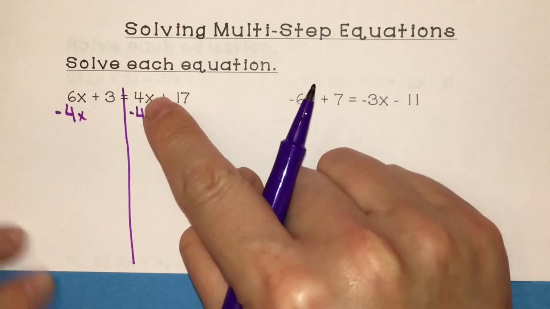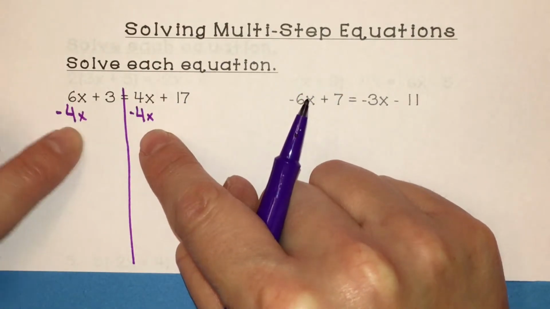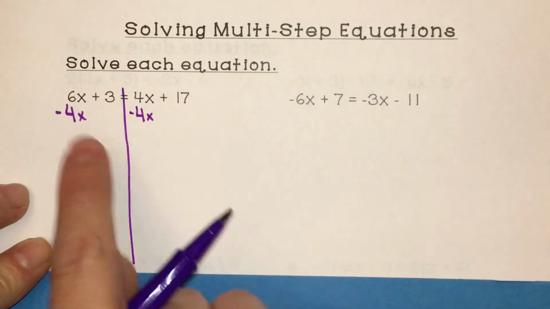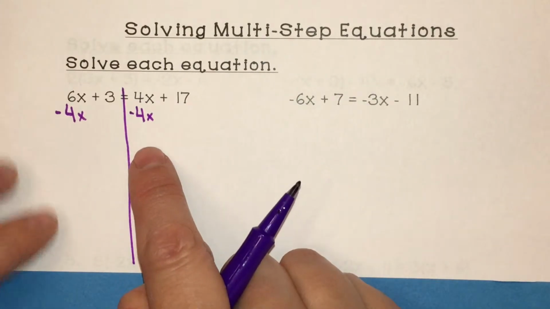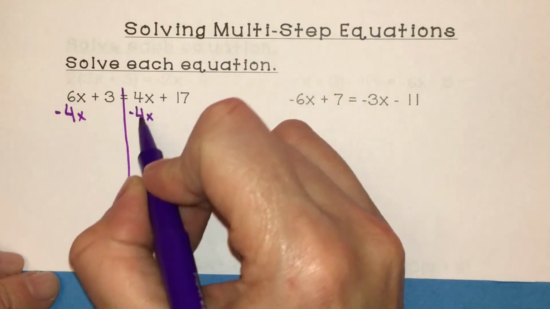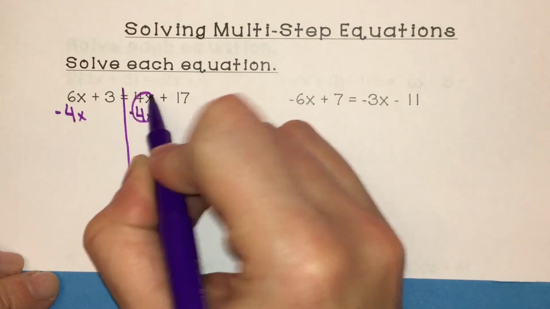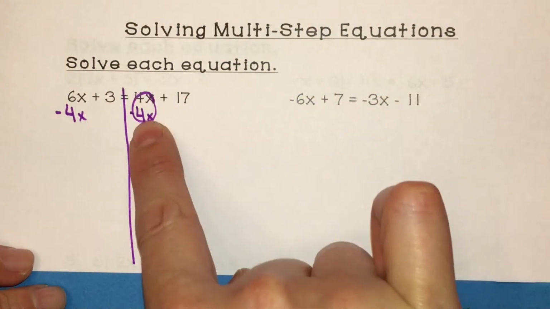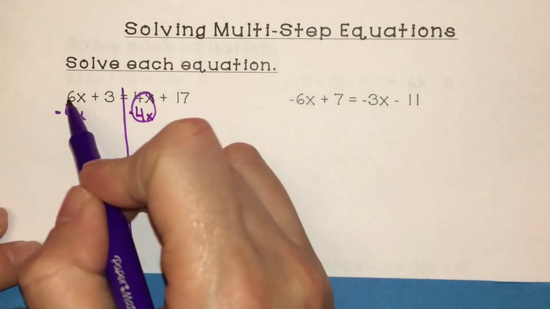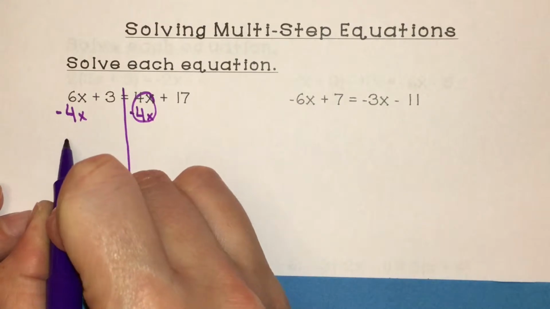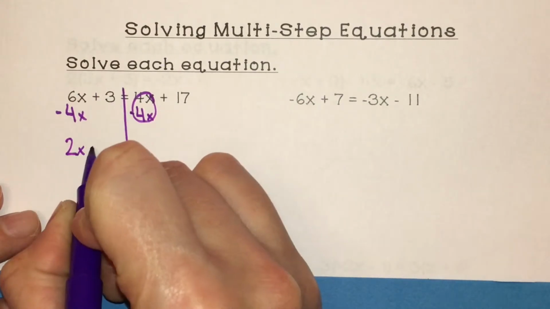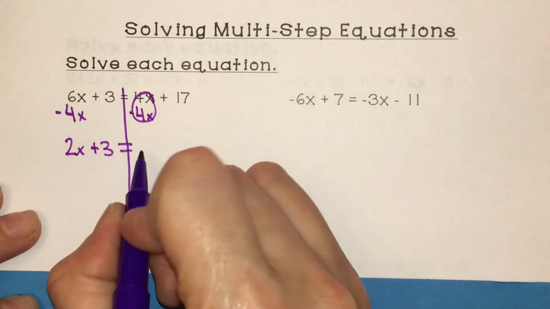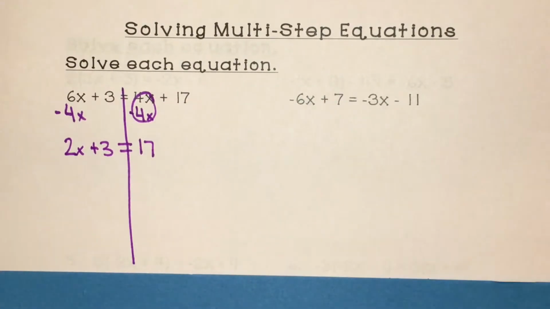And I'm going to write that minus 4x right below the x terms. I'm not going to write it below my 3 or 17 because those aren't like terms. I can't combine them. I have 4x minus 4x is 0. So that's what my goal was in that step, was to get rid of the x on this side. 6x minus 4x leaves me with 2x. I'm going to bring down the plus 3 is equal to, over here I have a positive 17.